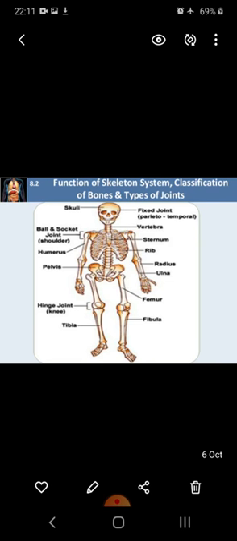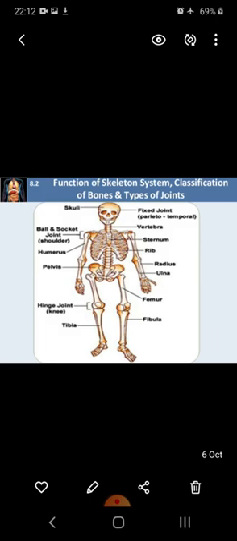In this video, we have discussed the skeletal system, classification of bones, and types of joints. The skeletal system is the bony framework of our body, consisting of 206 bones in an adult and 270 bones at the time of birth. The human skeleton serves major functions like support, movement, protection, etc. So this is the structure of our skeletal system.